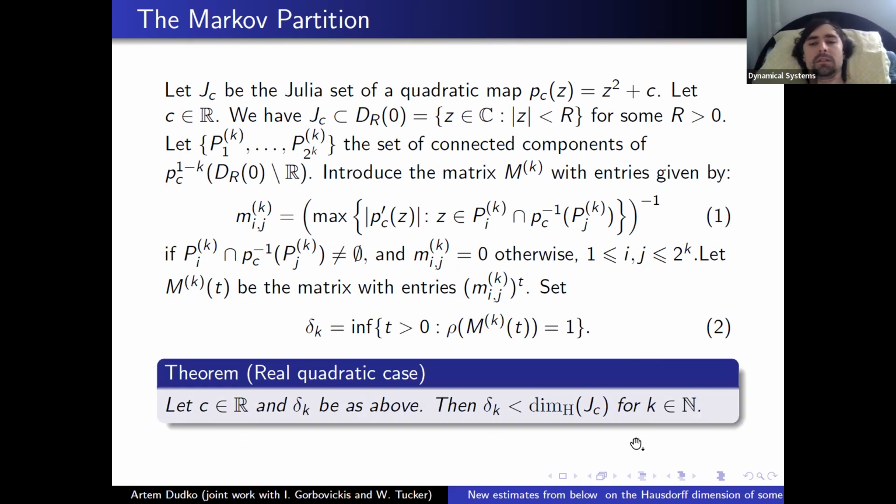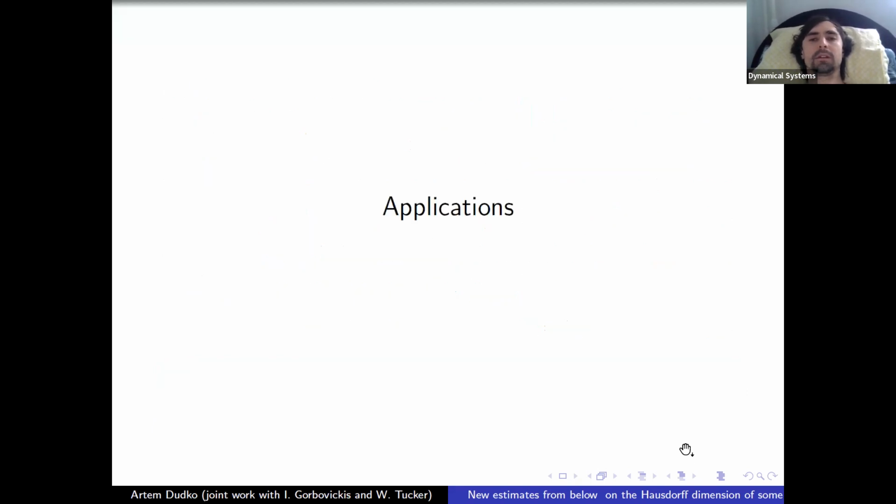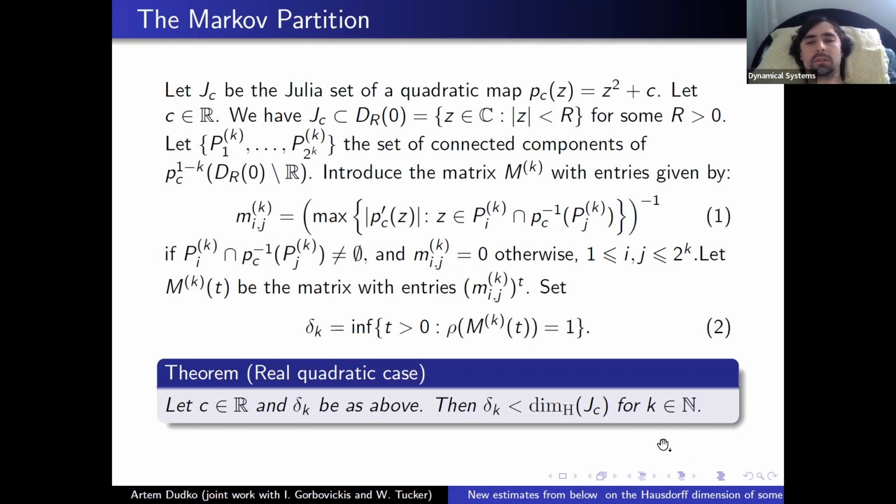And the main result in this case, our estimate, states that for this given polynomial P_c, for this real c, the Hausdorff dimension of J_c, the Julia set, is greater than delta_k for every integer k. This is a simple version of the results in the particular case.